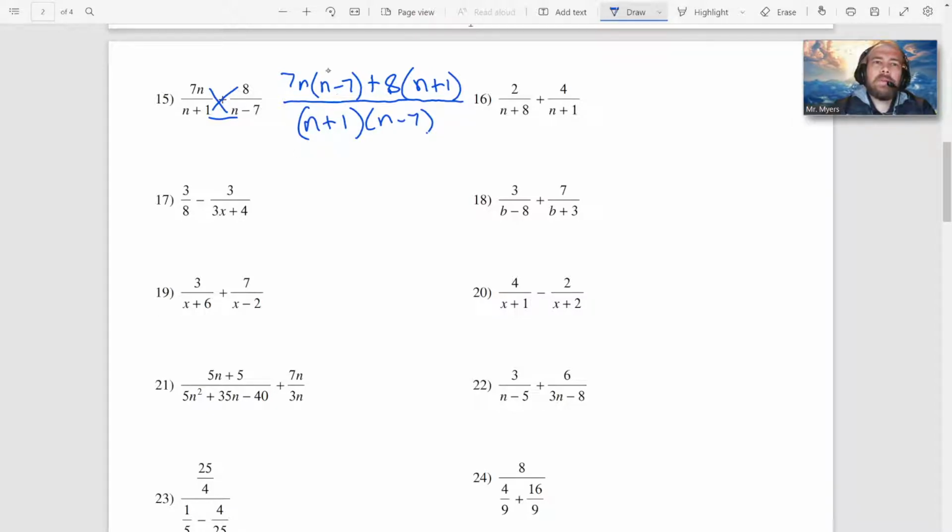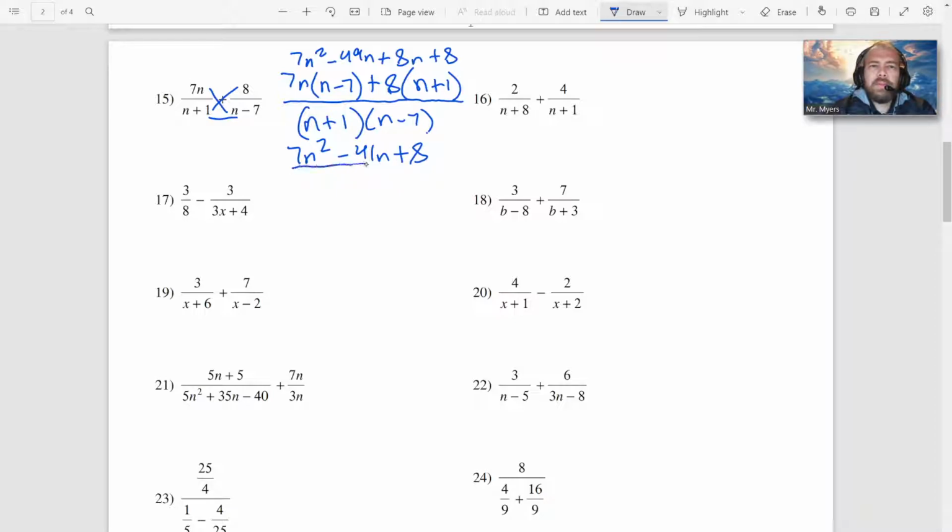We want to combine like terms. So it's going to be 7n squared right here. This is 7n squared minus 49n. And over here we have plus 8n plus 8. So if we combine all of those, we would get 7n squared and then minus 41n, because 49 would be subtracted into the 8, and we get minus 41. Minus 41n plus 8.